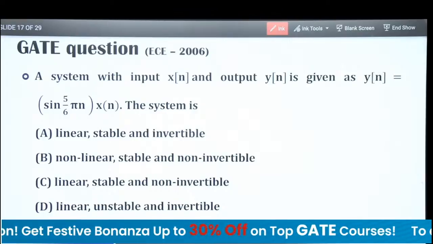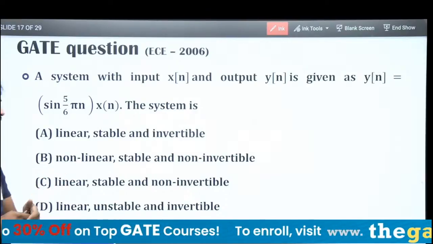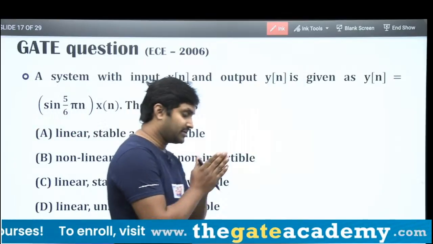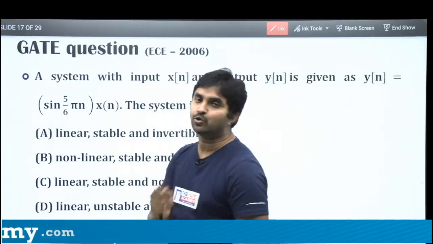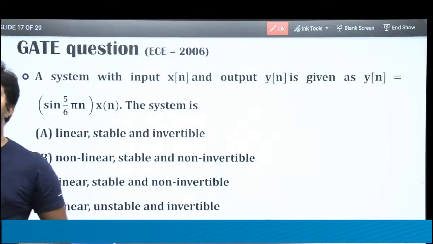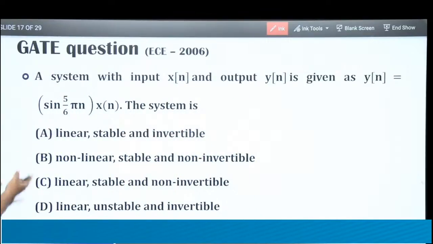So here the question is all about linearity, stability and invertibility. I told you, right? Whenever GATE asks a question, it is a group of properties, not a single property. Now the good thing is that we have already covered all the properties. Now we are ready for problem solving. y of n is equal to sine of 5 pi by 6n into x of n.